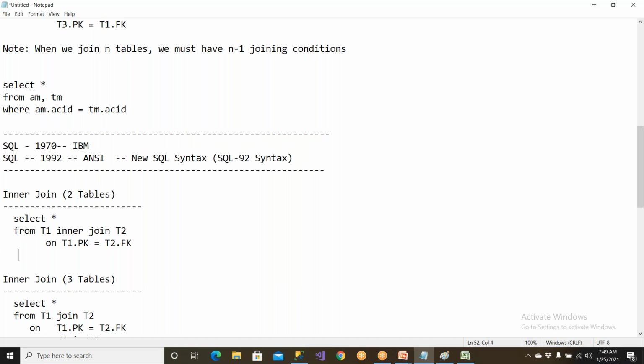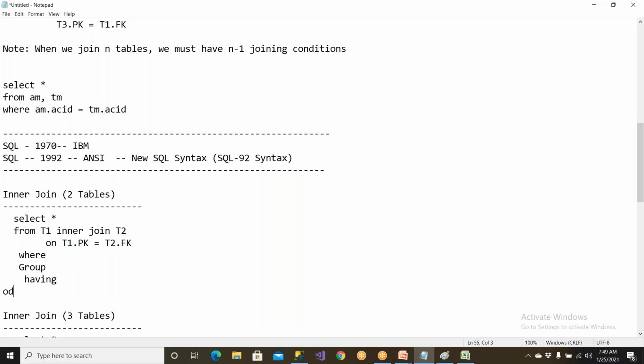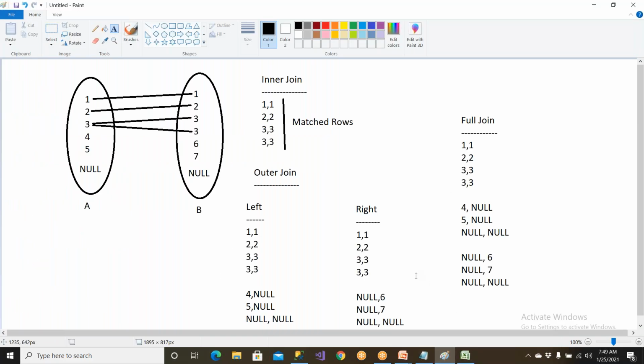After writing this, you can write the where clause and group by clause. Having clause, everything can be used. Again, order by clause, so all of them can be used. That we'll see in tomorrow's class. Am I clear? So joins are basically, these are the joins.